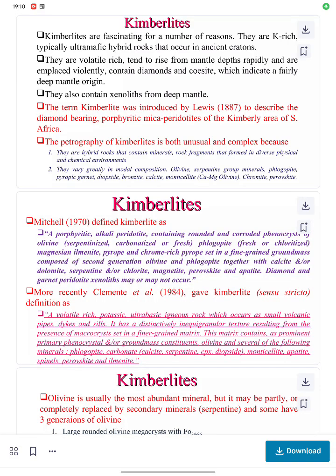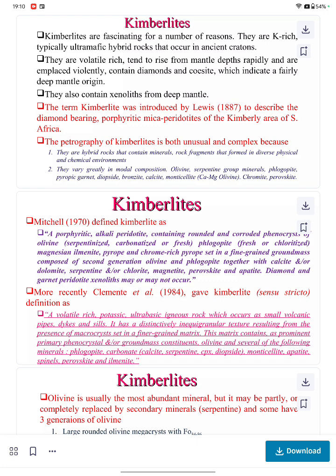Okay, so now I'll be covering the Kimberlites. Kimberlites are fascinating for a number of reasons because they are potassic rich, typically ultramafic hybrid rock that occurs in ancient cratons and they're volatile rich. They tend to rise from mantle depths so rapidly and violently. They contain diamonds and coesite.